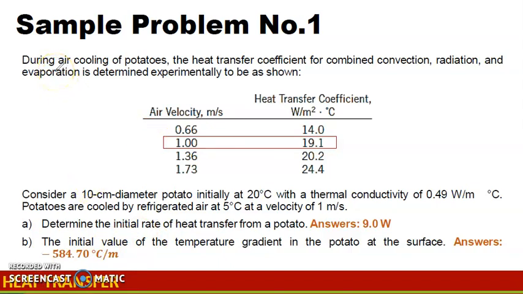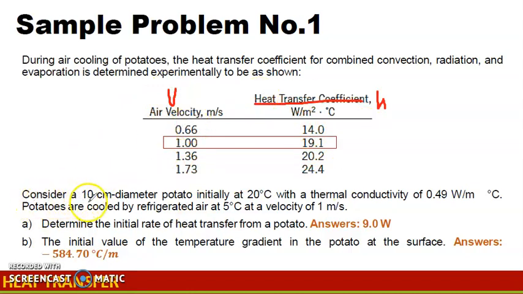So during air cooling of potatoes, the heat transfer coefficient for combined convection, radiation, and evaporation is determined experimentally to be as follows. So this is the value based on the experiment. So we have the heat transfer coefficient, that is our h, and then the velocity, that is our V. So this is based on the experiment.